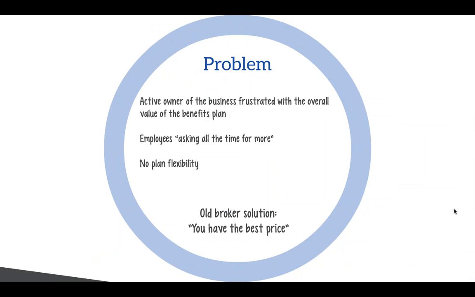What's the problem? Well, the owner of the business, who's an active owner in the business, he's out on the job site every day, again was frustrated with the overall value of the benefits plan. And how often do we hear this? The employees all the time were asking for more because they're highly paid, they're looking for high compensation, they're looking for more on the benefits plan, and it means then the owner's writing a bigger check. And the other piece of feedback that they were getting is there was really no plan flexibility.